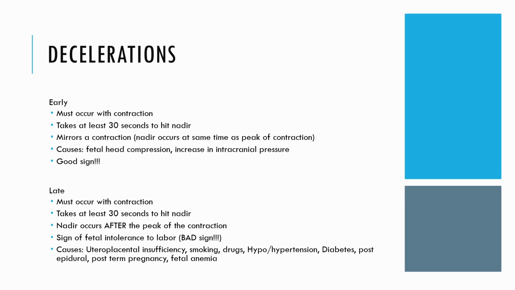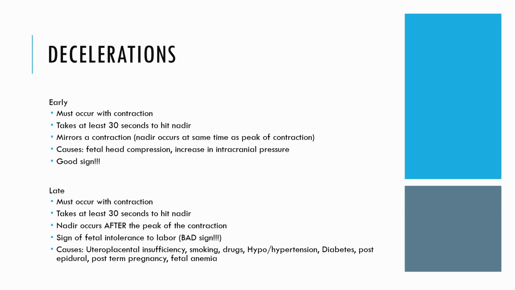They are very similar in how they look. Both of them must occur with a contraction. They both take at least 30 seconds to hit their nadir. Okay, so these ones take at least 30 seconds, where our variable takes less than. The difference is, and it's an early decel, is that the nadir, so the lowest point of our deceleration, occurs at the same time as the strongest part of our contraction. It almost looks like a mirror.